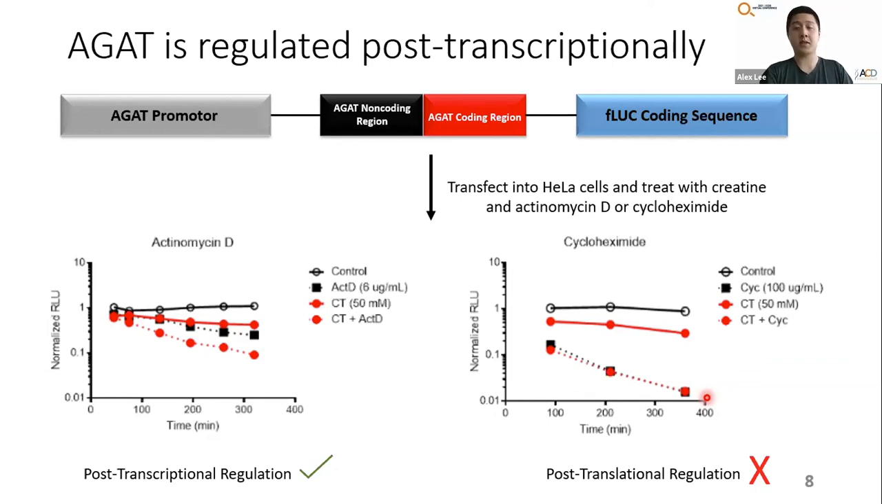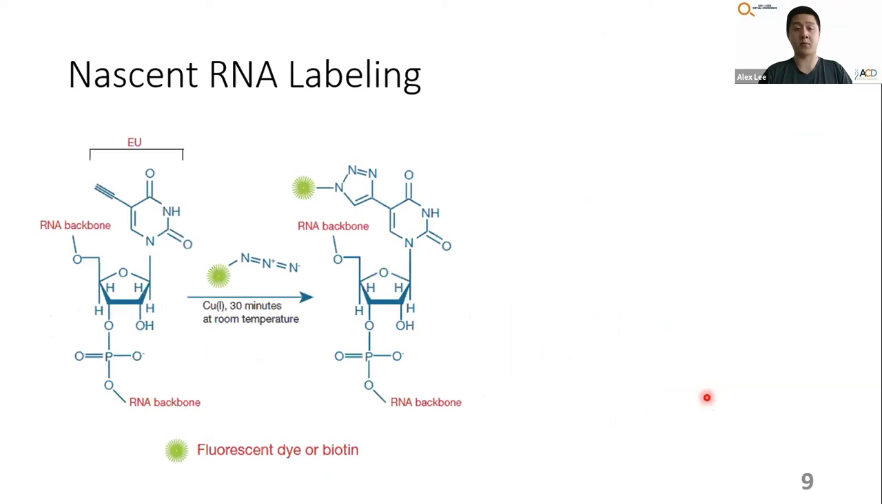To do this, we use a technique known as nascent RNA labeling, which allows us to track the rate of transcription and degradation of nascent RNA. In order to do this, we first pulse our cells with a compound known as ethynyl uridine, or EU, which is a uridine molecule that contains an alkyne group, as indicated here. This EU becomes incorporated into RNA as transcription occurs. After doing so, we can extract the RNA and perform a biotinylation reaction in which the alkyne group on the EU reacts specifically with the biotin azide and results in the addition of a biotin handle on specific RNA molecules.